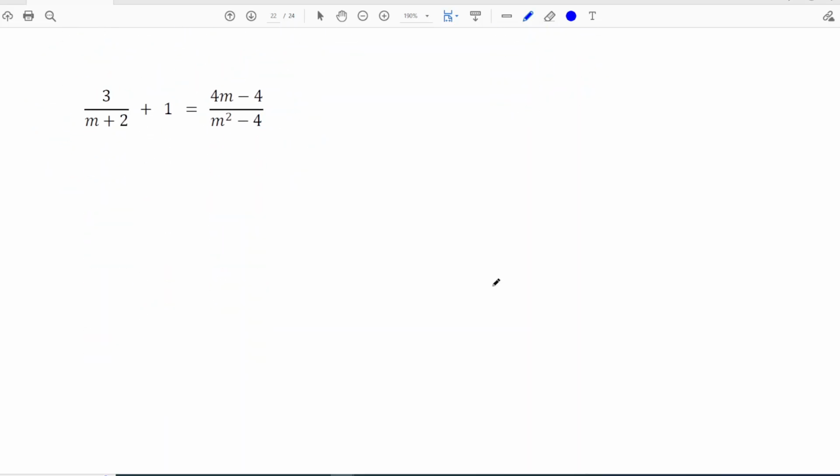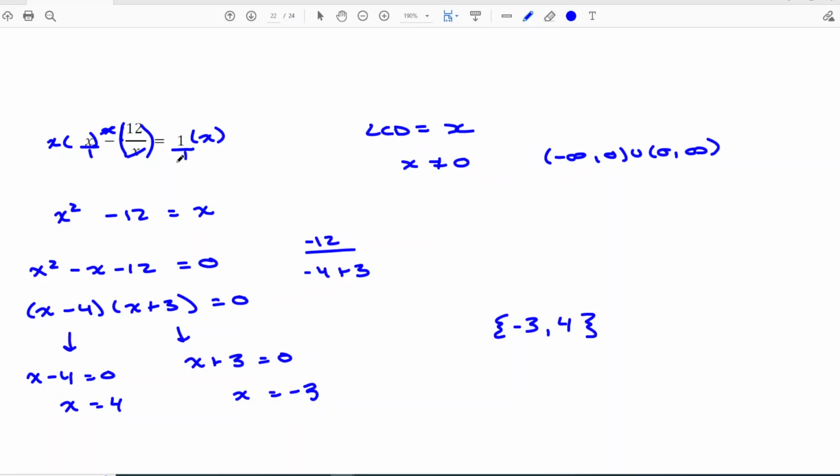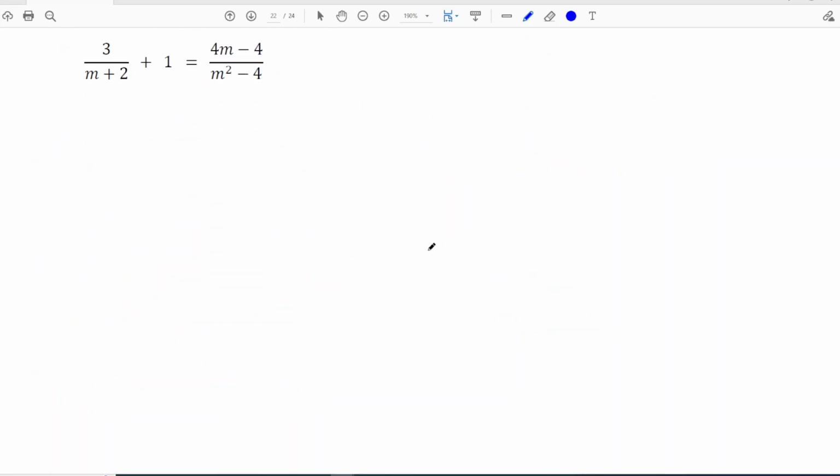So, step number 1, is this a rational equation? Yes, there is a variable in the denominator. Step number 2, we're going to factor the denominator. Now, I skipped that step with the last one because I didn't need to do it. Whereas this one, when I look at the denominator, I've got this m plus 2 and an m squared minus 4. Hopefully you're looking at this and thinking, ooh, difference of squares. So let's start with that.